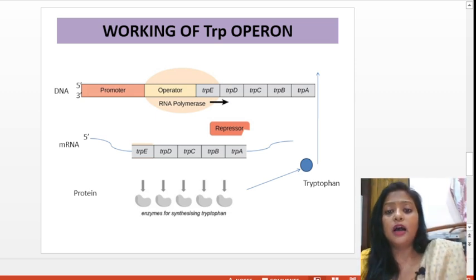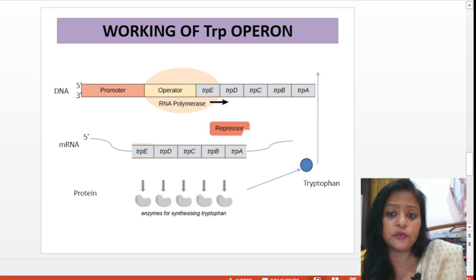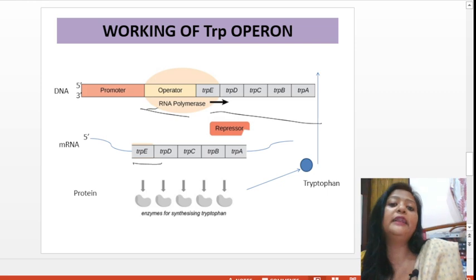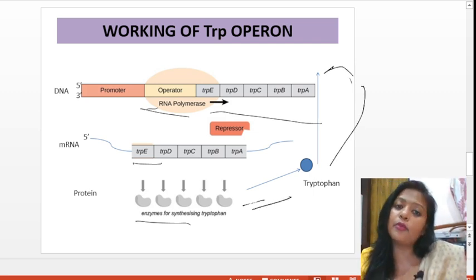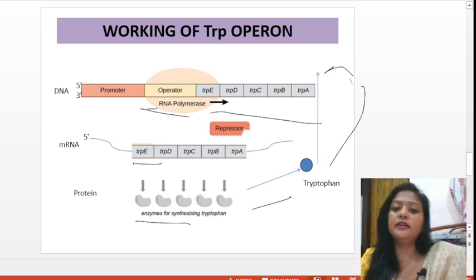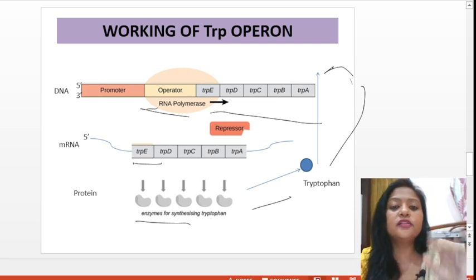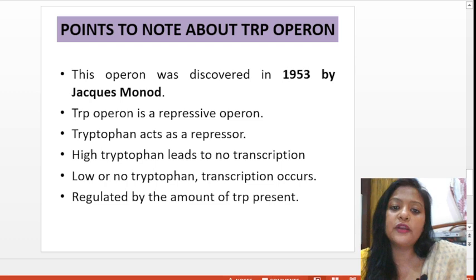So see out here, suppose there is no tryptophan, what will happen? This promoter, this RNA polymerase, will transcribe the structural genes. They are all transcribed. mRNA is produced, and the mRNA will help in the translation process and protein formation. So this will help in synthesizing the tryptophan. Again, when tryptophan increases, the gene will become off, and again transcription will be blocked. So this continues. This is the working of the tryptophan operon.